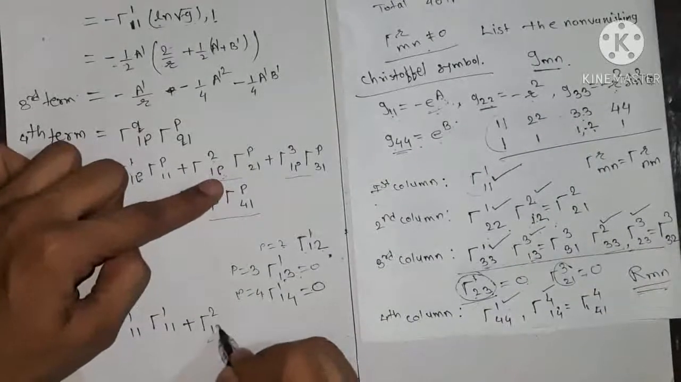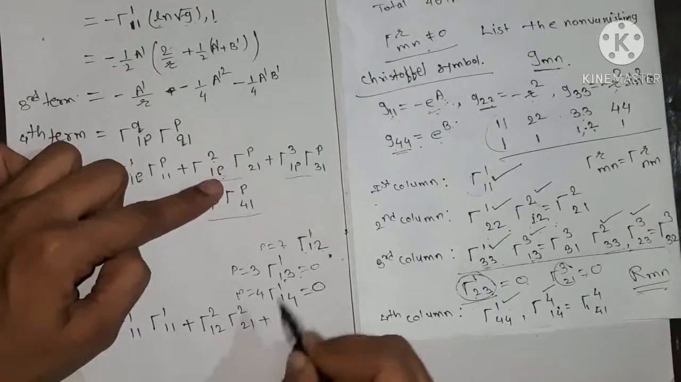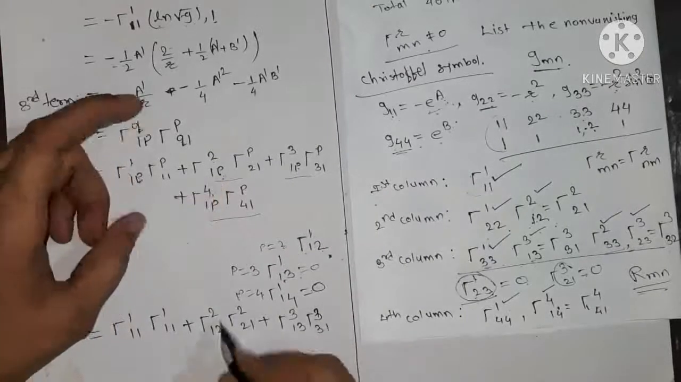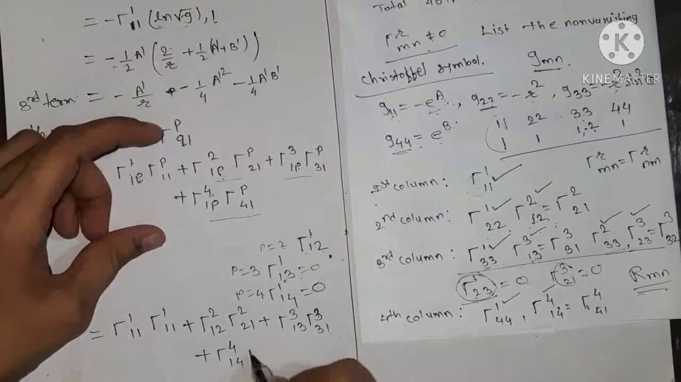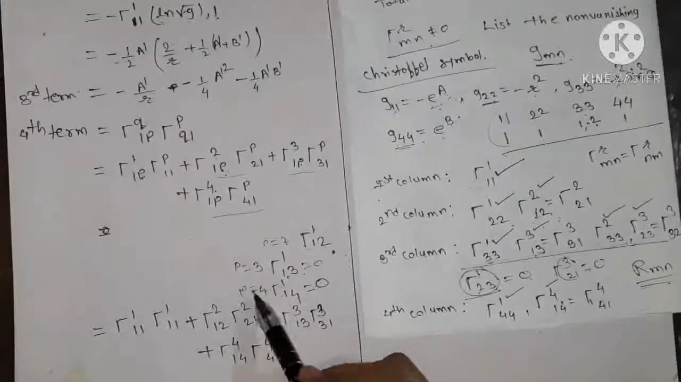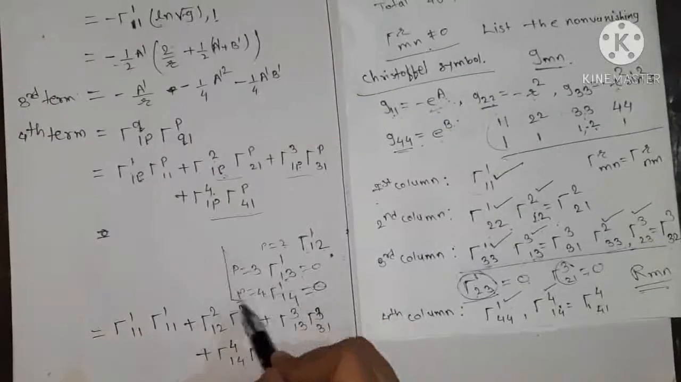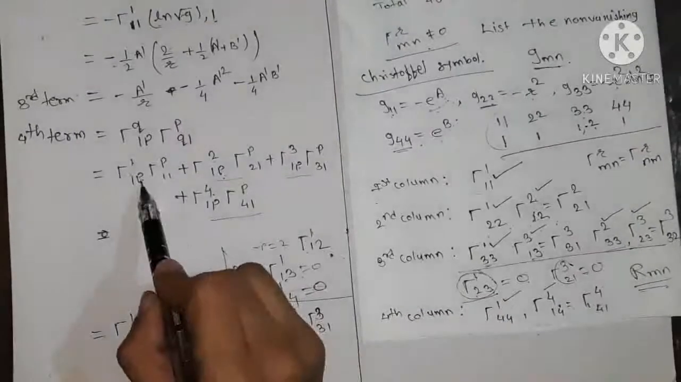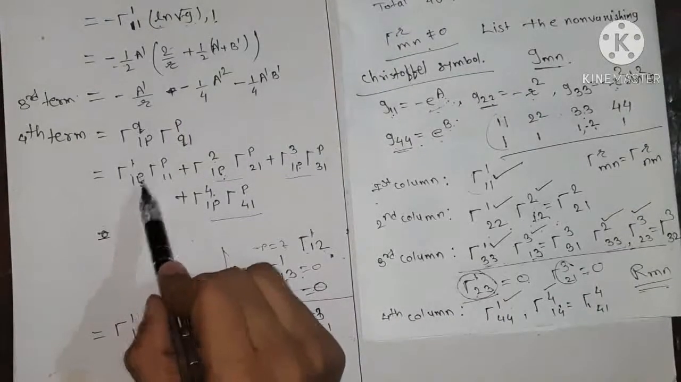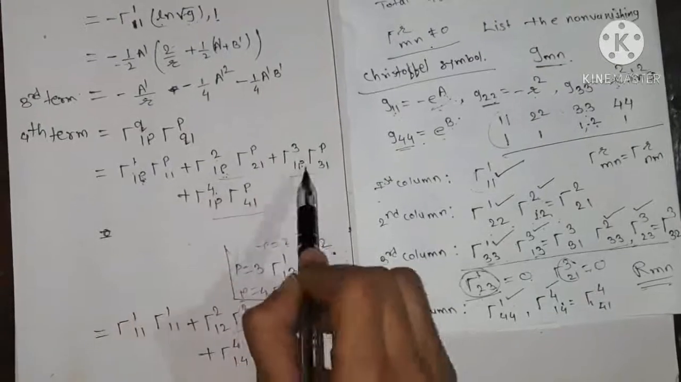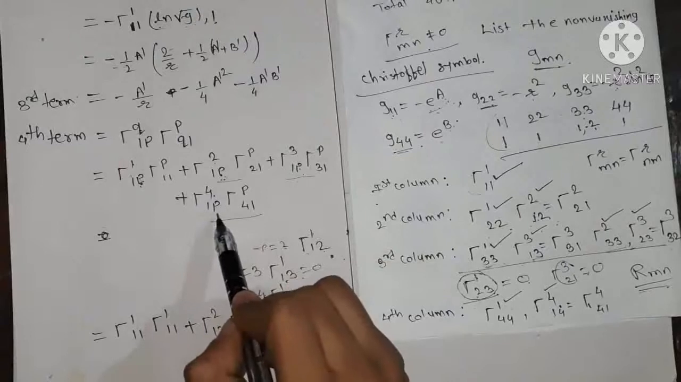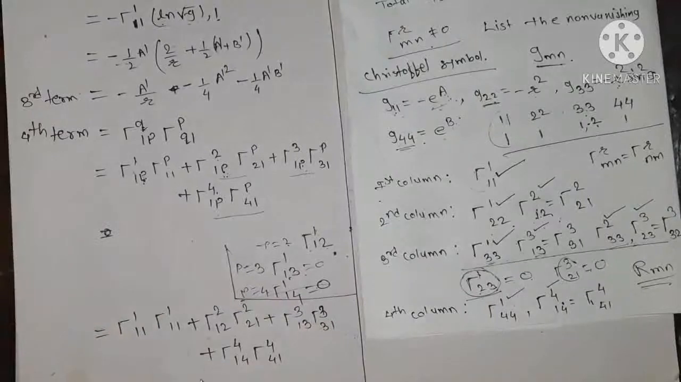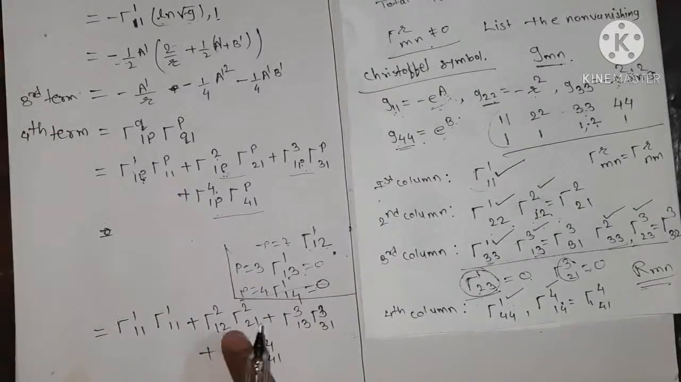So we write 2, 1, 2, gamma of 2, 2, 1, plus similarly gamma of 3, 1, 3, gamma of 3, 3, 1, plus gamma of 4, 1, 4, gamma of 4, 4, 1. Okay, so this is in rough. You can check that only for p equals 1, p equals 2, p equals 3, and p equals 4 do we get the non-vanishing Christoffel symbols, and thus we write this as this one.